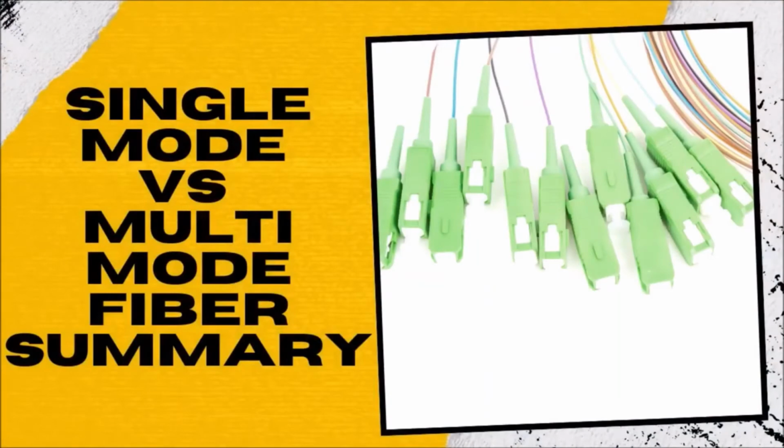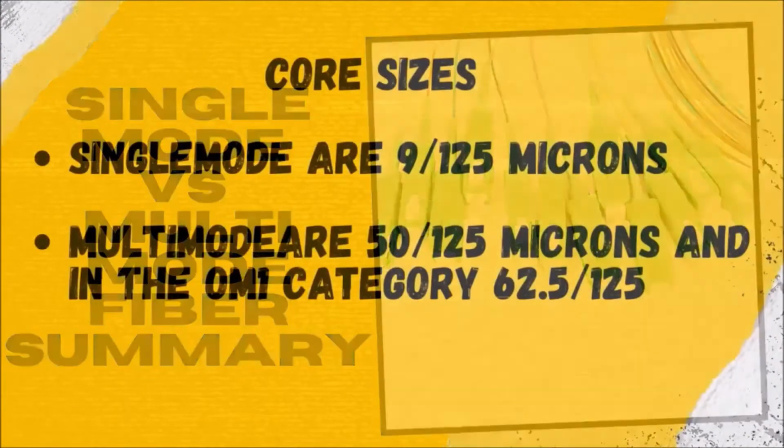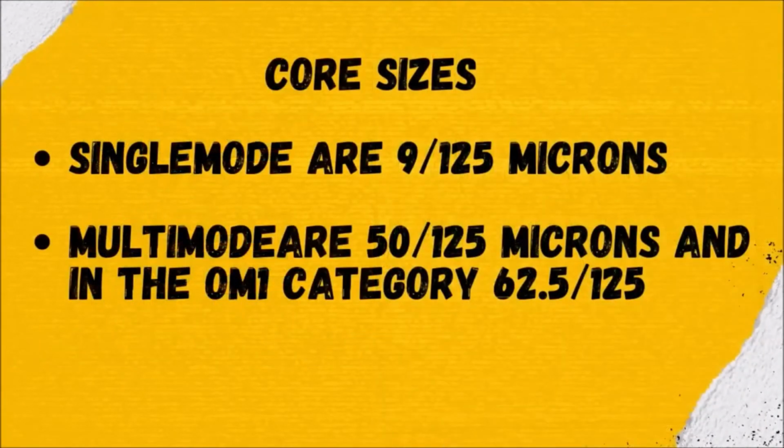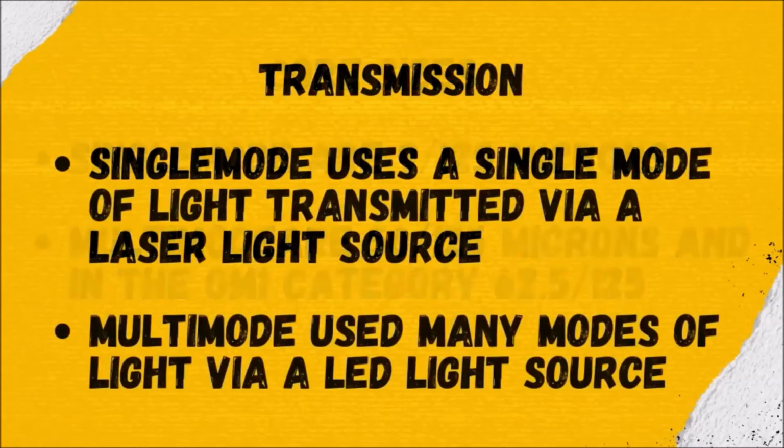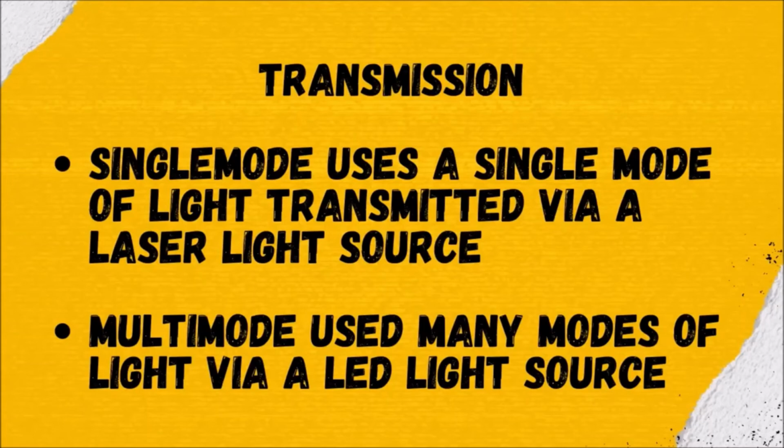Single mode versus multi-mode fiber summary. Core sizes. Single mode are 9 by 125 microns. Multi-mode are 50 by 125 microns, and in the OM1 category 62.5 by 125. Transmission. Single mode uses a single mode of light transmitted via a laser light source. Multi-mode uses many modes of light via an LED light source.